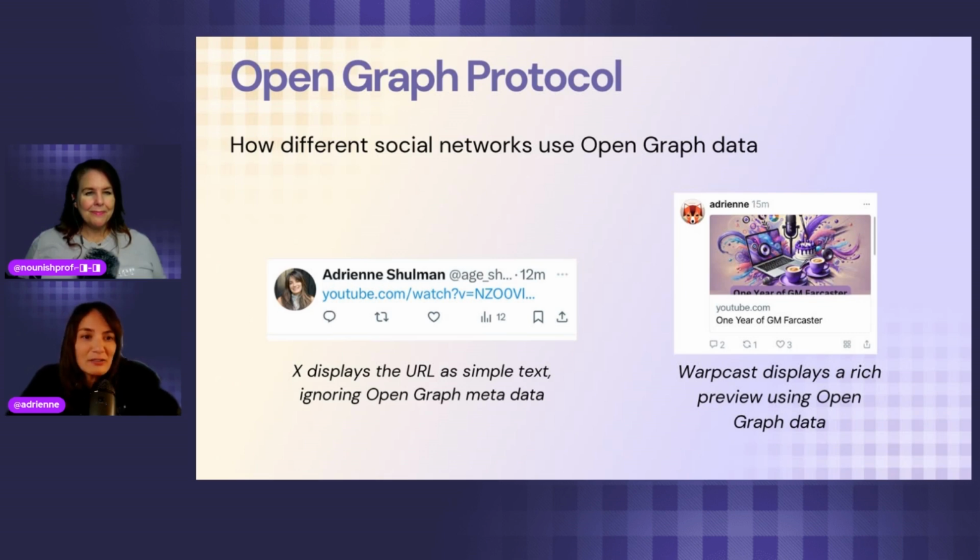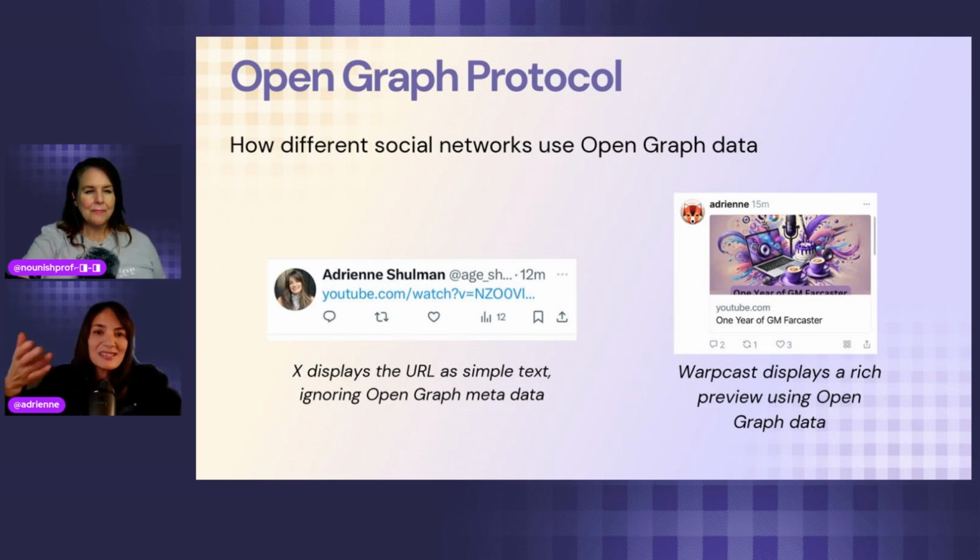It's just the URL. It doesn't do anything with it. And on the right-hand side is how Warpcast is showing more of a rich preview. It's pulling the title and a little image, kind of a thumbnail of the video. This is not frames yet. This is just the basic Open Graph protocol data. So that's just the background on where frames came from.